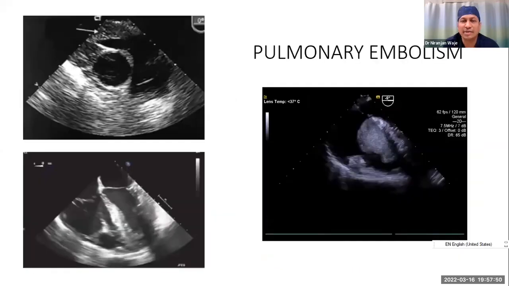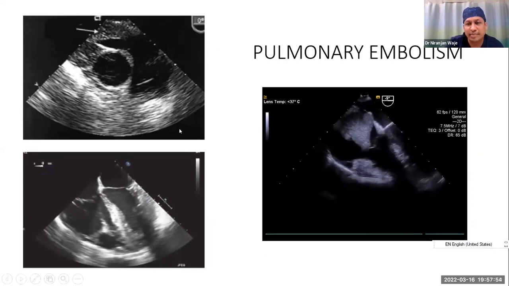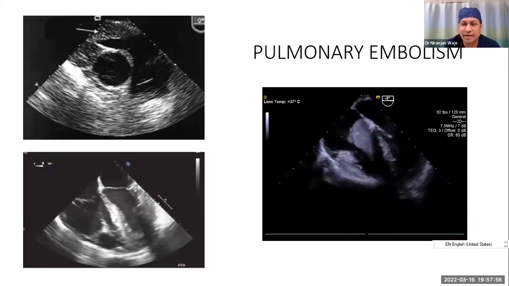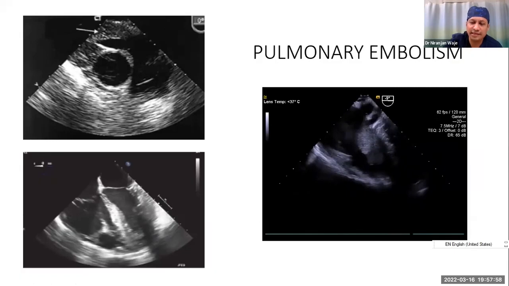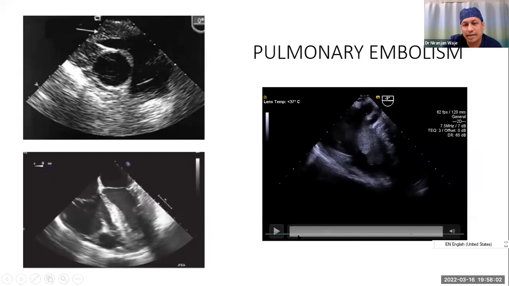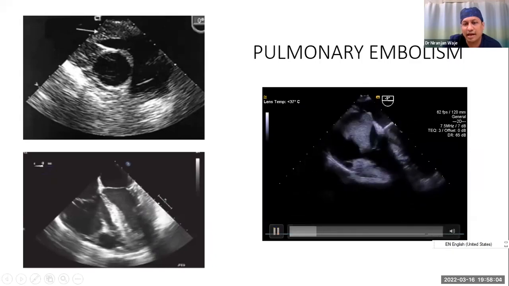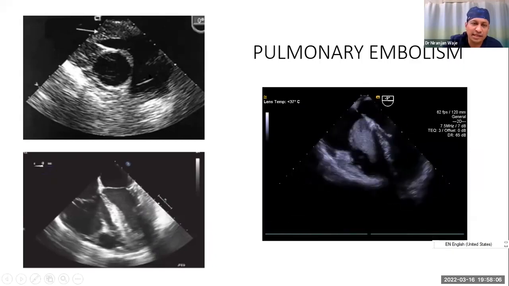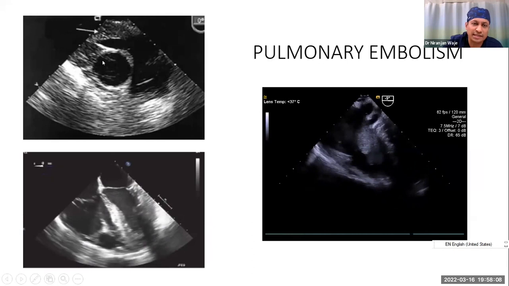The second case you commonly see, up on top, is pulmonary embolism. On the right side, there is a video showing a four chamber view in a TEE. In the video, you can see the clot in the RA. Probably it got dislodged. In the top left corner is the ascending aorta short axis view with the pulmonary artery. You can see the clot in the RPA, the right pulmonary artery.